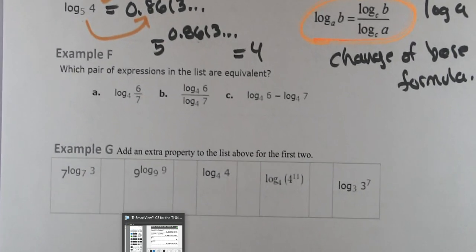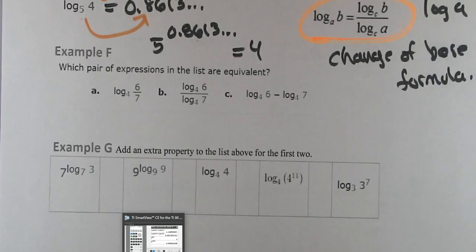Let's move on down to example F here. And this is kind of a cool example of a multiple choice question, or a multiple guess question, I guess, I can give you. Which pair of expressions in the list are equivalent? Are they all the same? Or none of them the same? 2 of them the same? 2? Which 2?